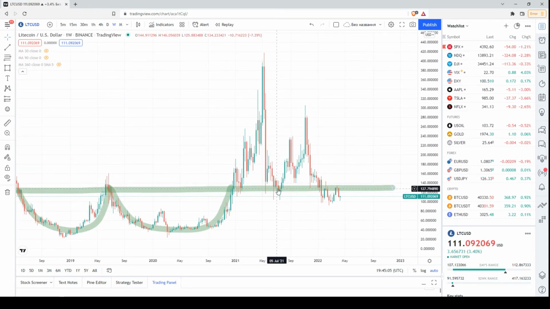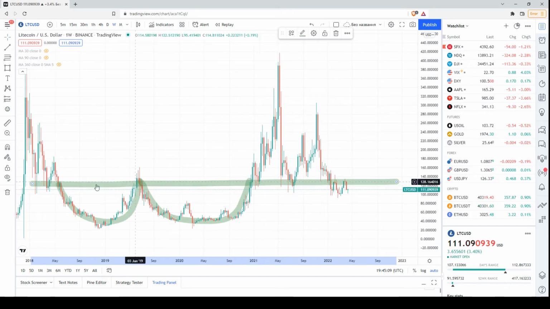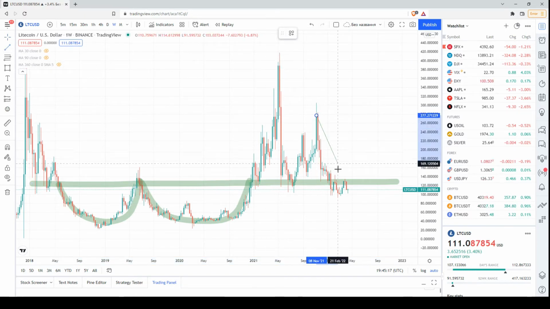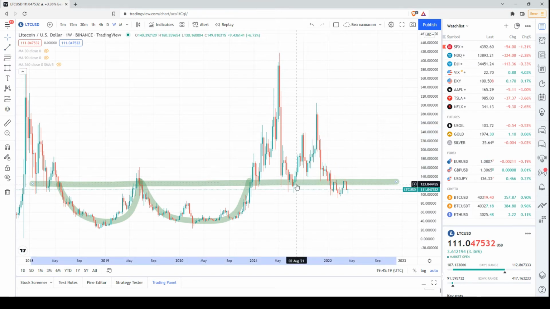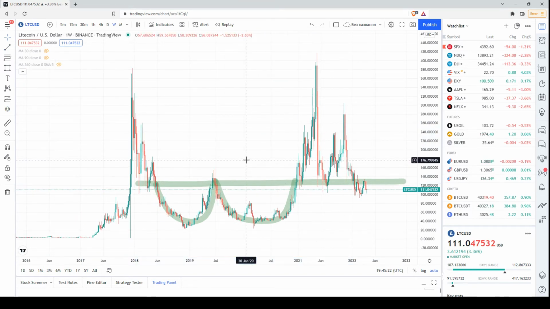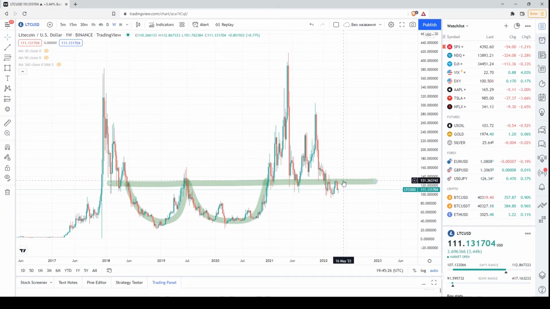We had a correction later. The price received enough support from the neckline of this double bottom, and it rebounded again, but was not able to surpass the previous local high. And now we have another correction, and the price is testing this neckline or this support line once again. I want to highlight once again that this is a very, very important moment for the price of Litecoin in my view. So we're at a crossroads.